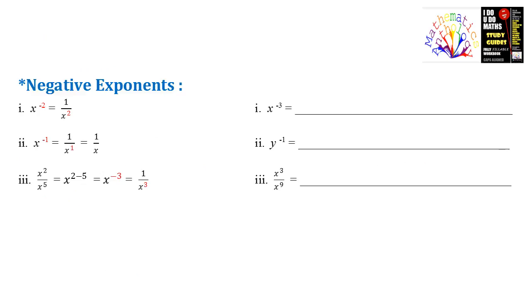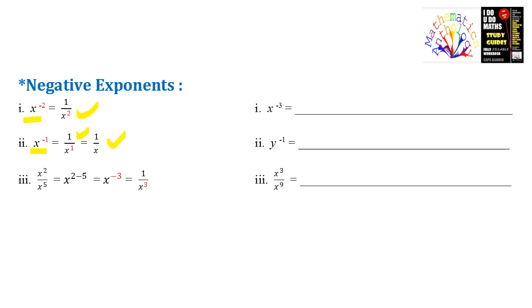Okay, in grade 9 we look at negative exponents as well. So let's look at the first example here for negative exponents. If you have x to the power negative 2, this can be written as 1 over x squared. Okay, let's just look at the next one here. X to the power negative 1, this can be written as 1 over x to the power 1, which is 1 over x.